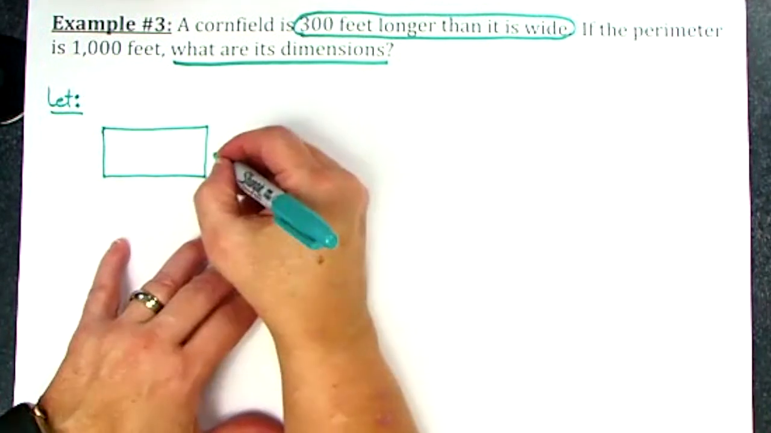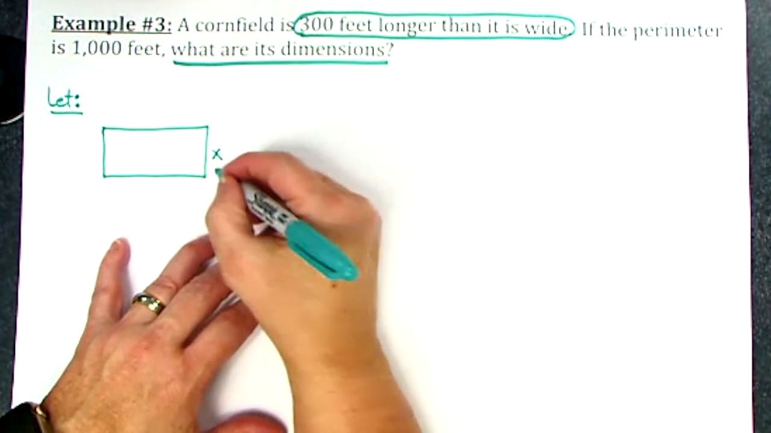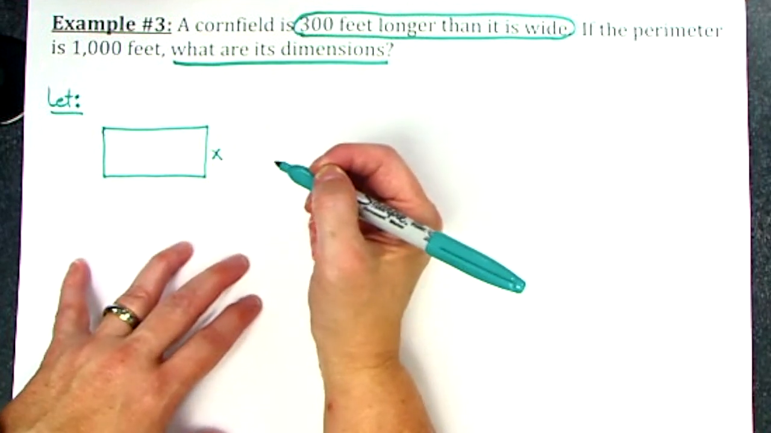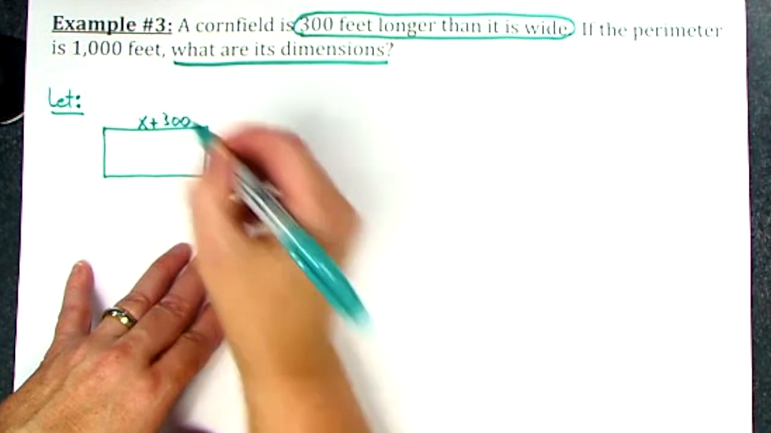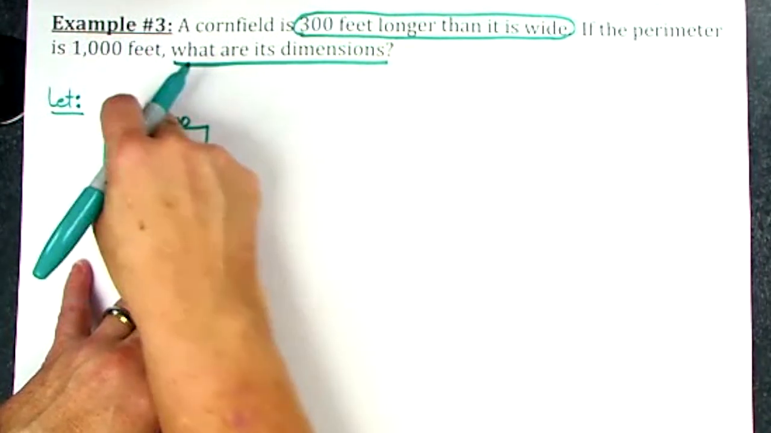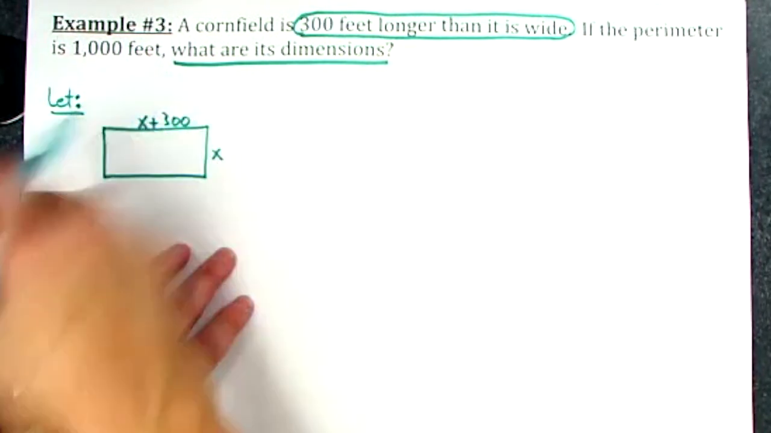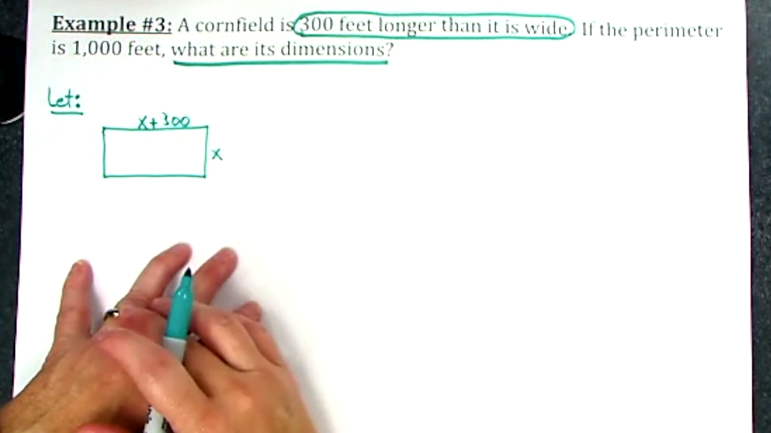Okay, 300 feet longer than its width. So what's the width? Well, I don't know. It's X. So I'll let you just write X there on the width and then 300 feet longer. So to me, you defined the variables right there. There's the width, there's the length. You drew it, you labeled it on the picture, you've defined it.